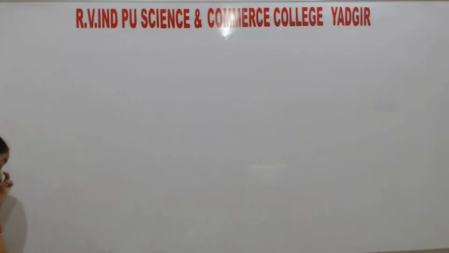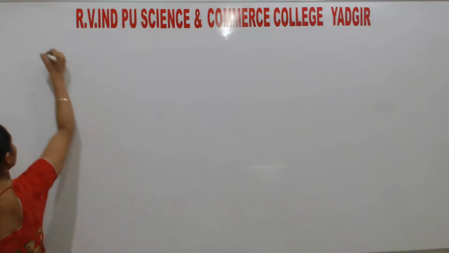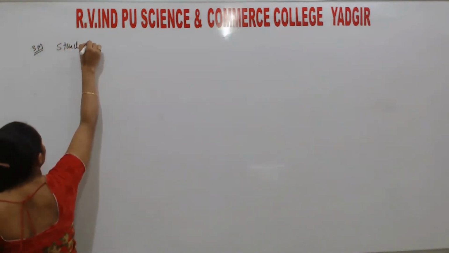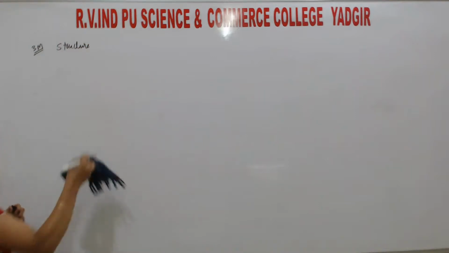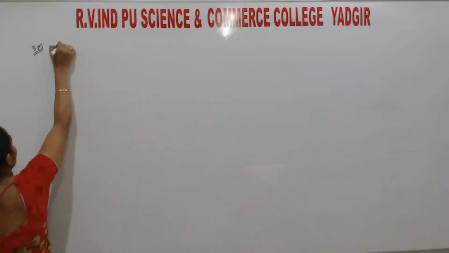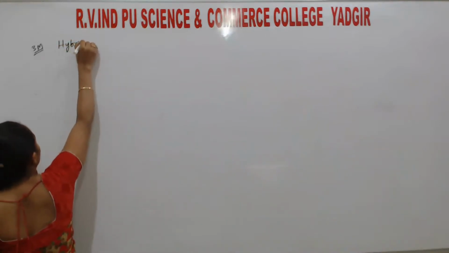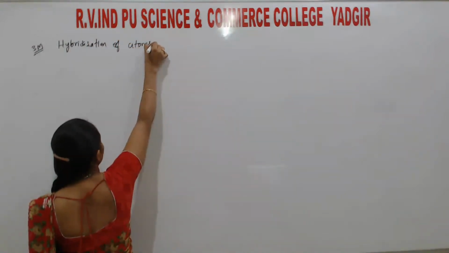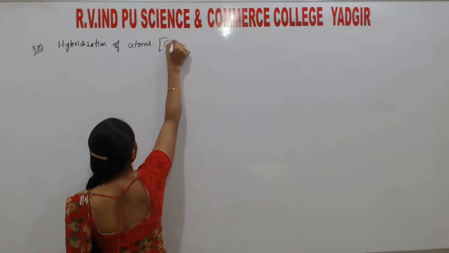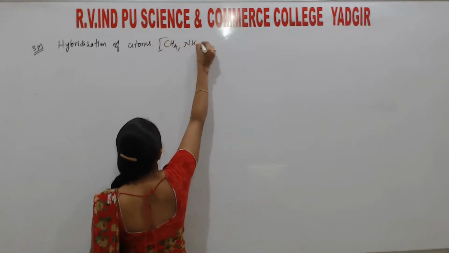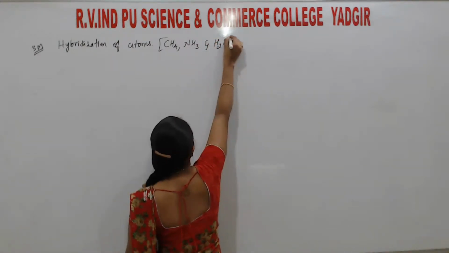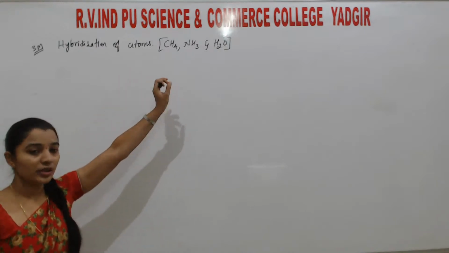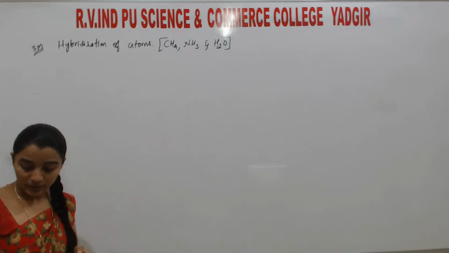Okay, so students, the next one is a very important thing for 3 marks: structure and hybridization of atoms. The very important ones are CH4, NH3 and H2O. The hybridization of these 3 is very important. CH4, NH3 and H2O. So we will go one by one.